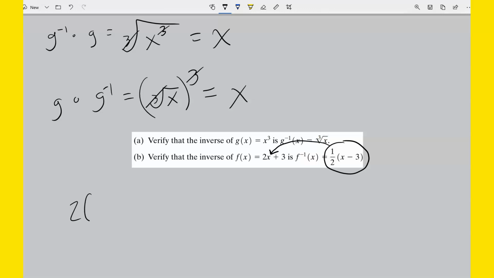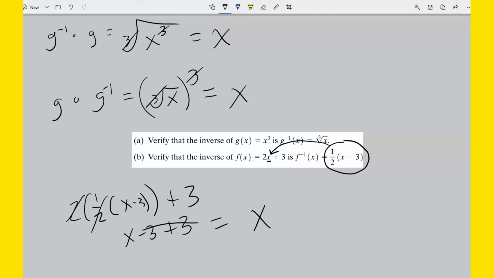So instead of being 2 times x, I'm replacing that x with this entire expression, 1/2 x minus 3, and then plus 3. So what happens here? The 2 and the 1/2 cancel, because 2 times 1/2 is just 1. So it's just x minus 3 plus 3, and then minus 3 and plus 3 cancel. So what do you get? You get x. And you have verified that those are inverse functions. They undo each other.